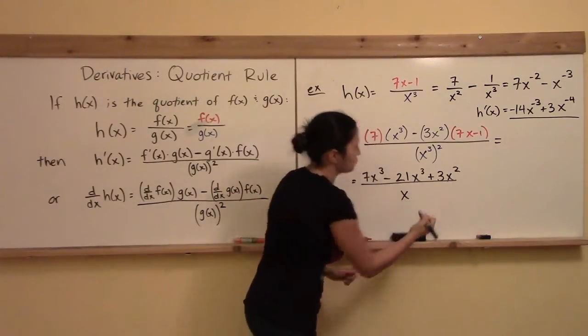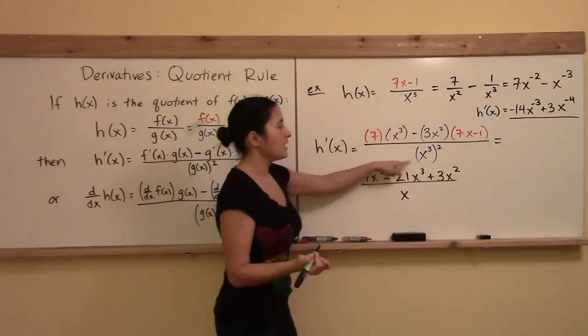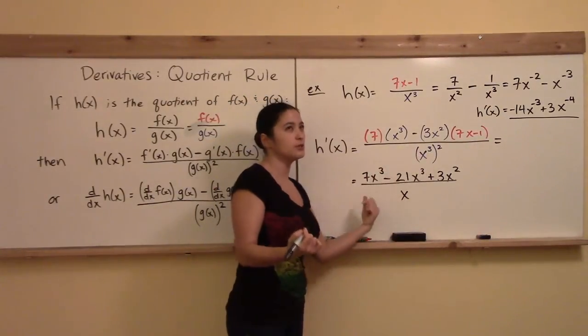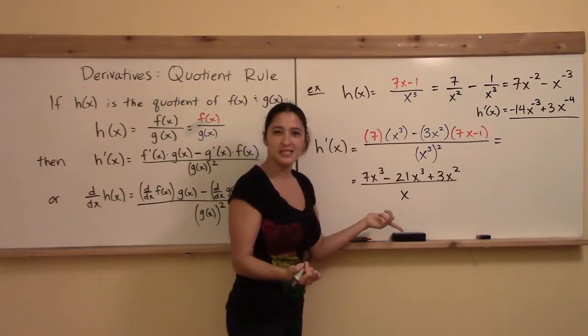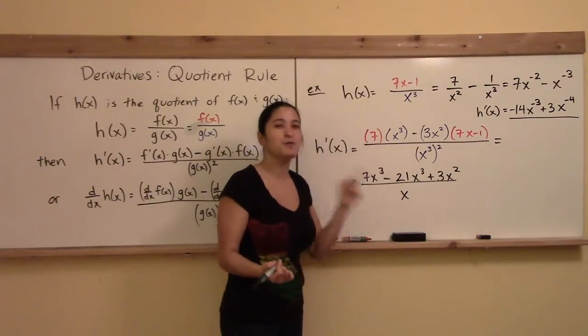And then this part, I was wondering if you guys got this. X cubed to the 2 is x to the 6, not x to the 5. It's multiplication of the exponents, okay?